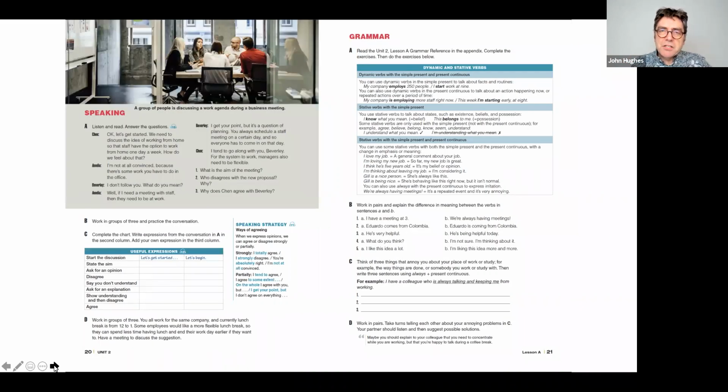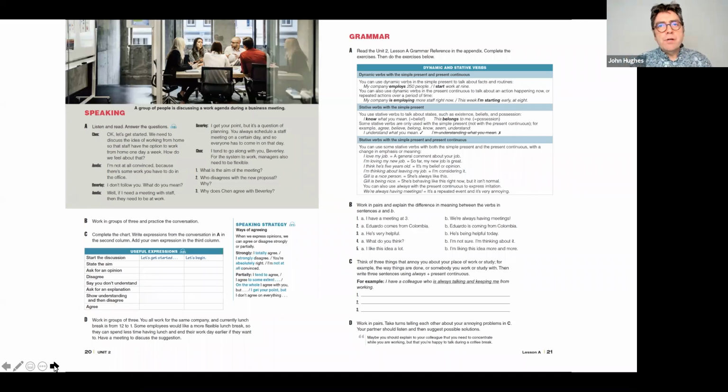Then they turn to the page again, they get to the speaking page on the left-hand side, and the speaking page always has a speaking strategy and a set of useful expressions. So in this case, students are being taught the expressions they'll need for taking part in a meeting: agreeing, disagreeing, giving their opinions and so on. So useful for work, but also for other contexts as well.